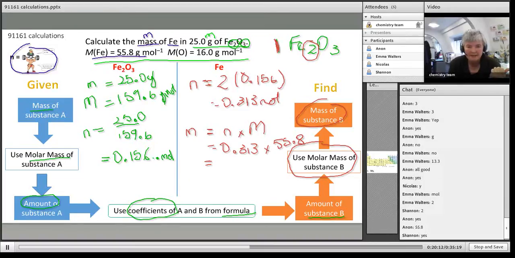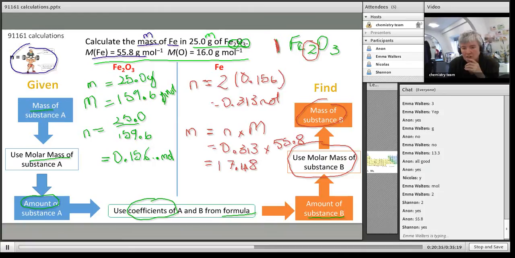So I take this and I multiply this by 55.8 and I get an answer of 17.48 and so on. So just to make sure you know how to round, if it's 17.48, I don't have 3 significant figures, so how do I make it 3 significant figures? What should the answer be?